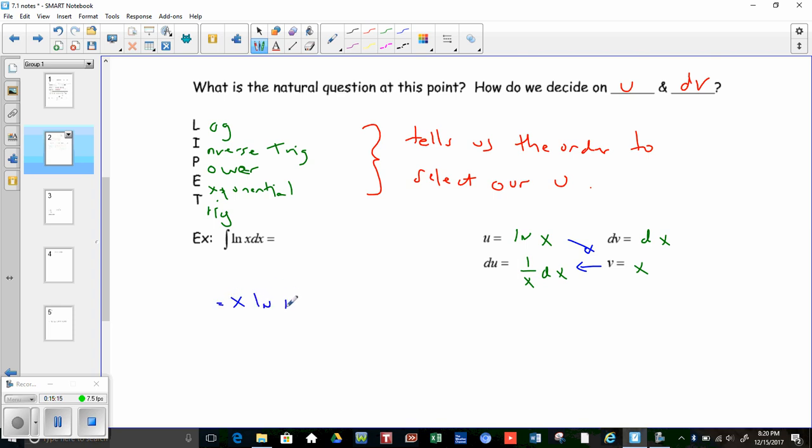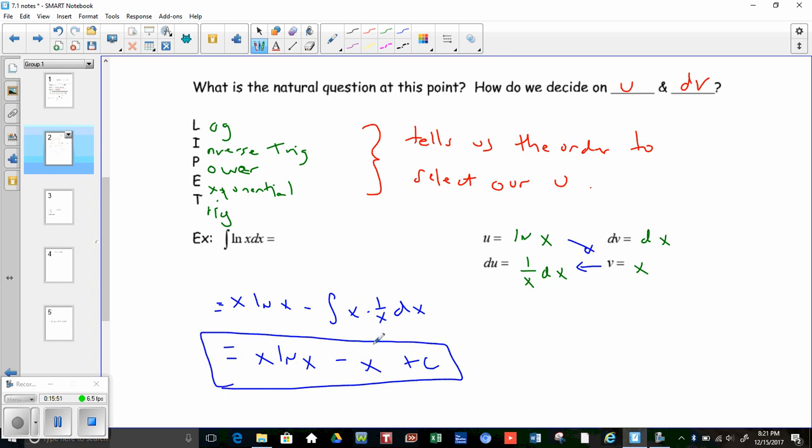ln x, minus the integral of v, which is x, times du, x times 1 over x dx. Well, this one's really nice because x times 1 over x is just 1. So really, this is x ln x minus, this is the antiderivative of 1, so that's just x plus c.